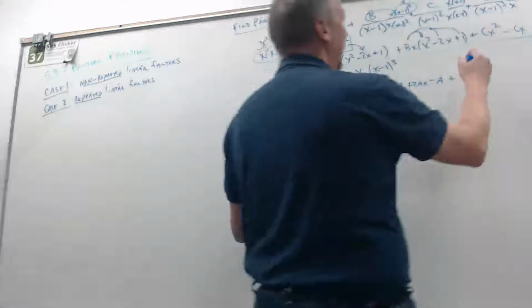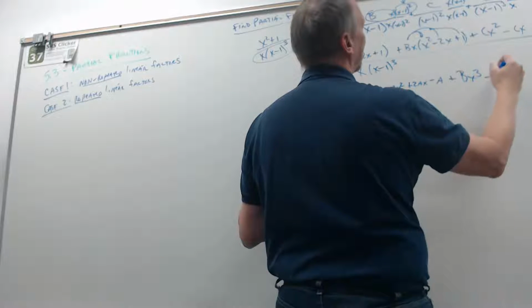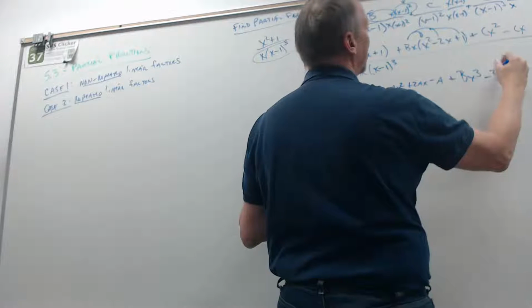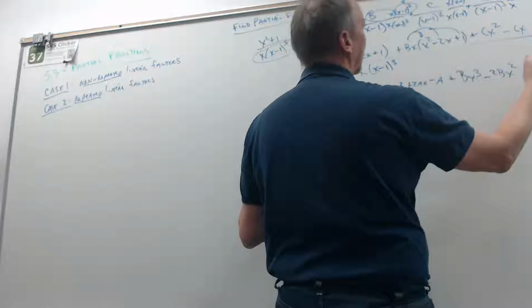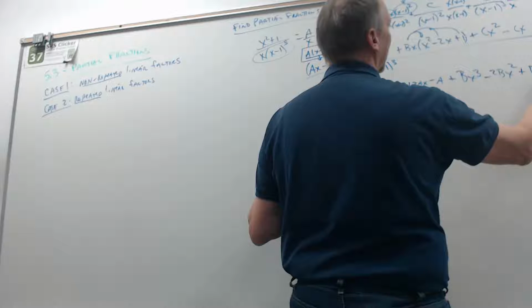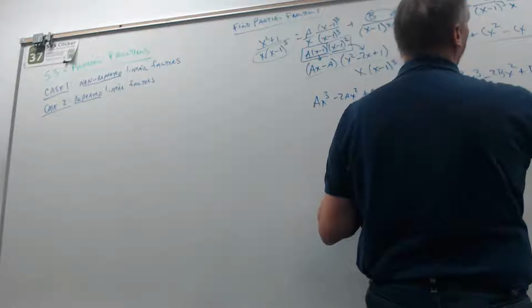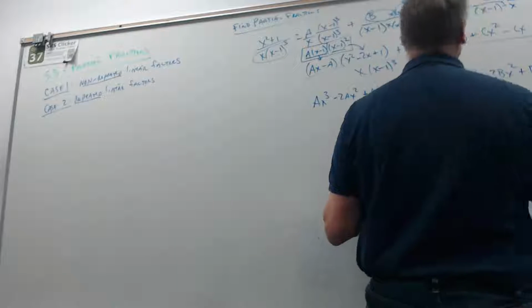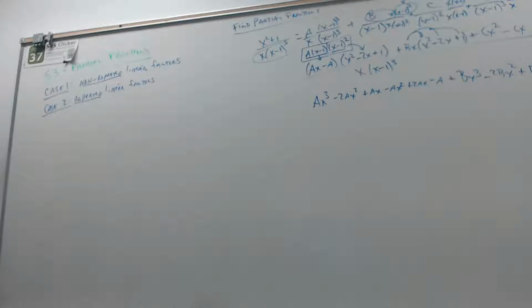bx cubed, minus 2bx squared, plus bx. And then I'll just rewrite this: plus cx squared minus cx plus dx. And I'm going to ignore the denominator now, because all we care about is the numerator, okay?